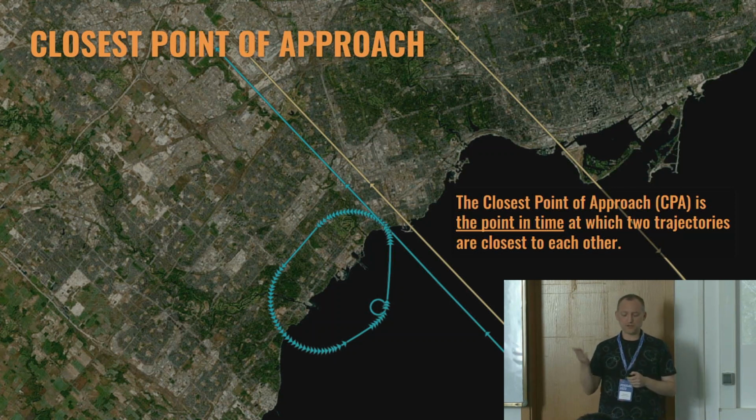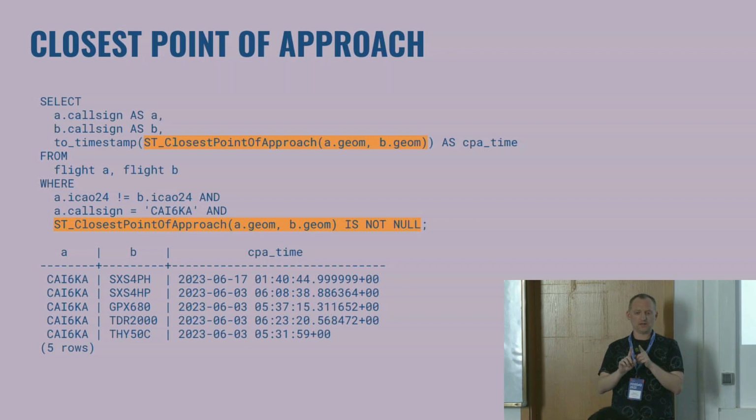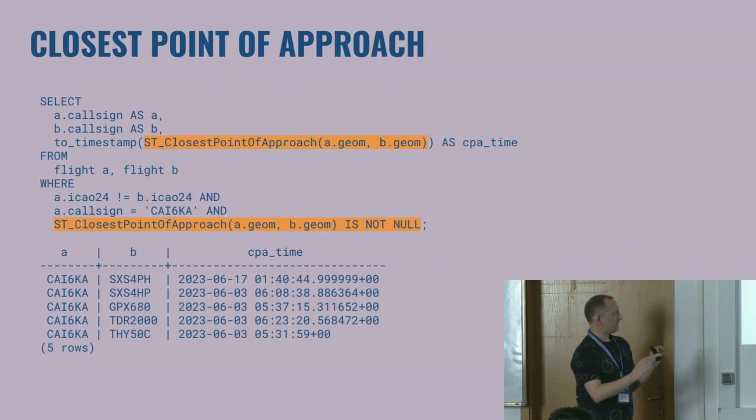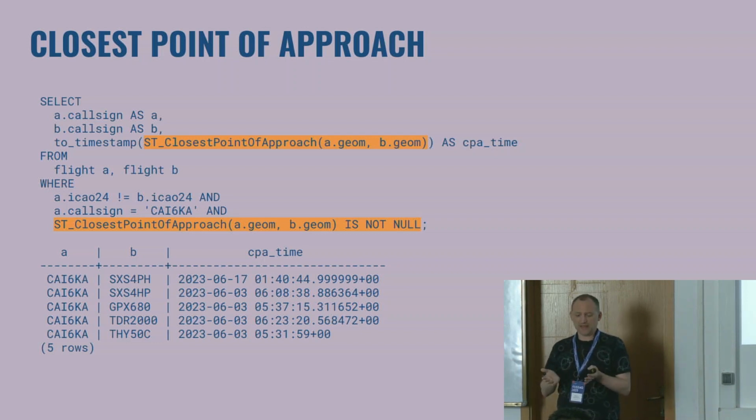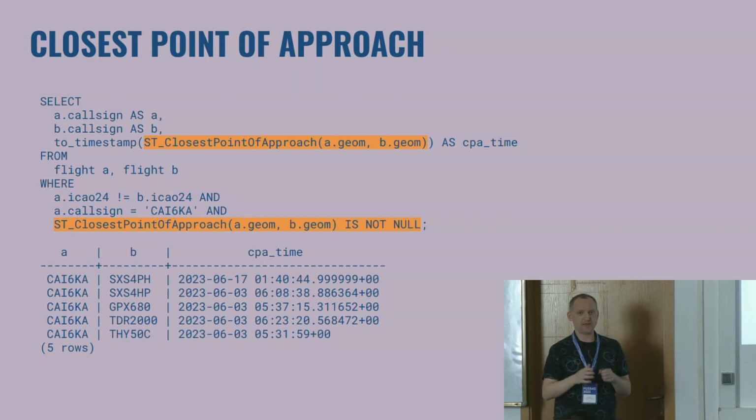So PostGIS has a function that lets you find the time at which two trajectories were closest to one another. And all I did in this case is I just said, for this particular flight, CAI 6KA, when was it closest to all of the other flights that were happening at the same time? And we can see at these various points in time, this plane was close to some other planes in the data set. That doesn't quite tell us if there was an intersection, though, right? It just tells us what time they were closest.